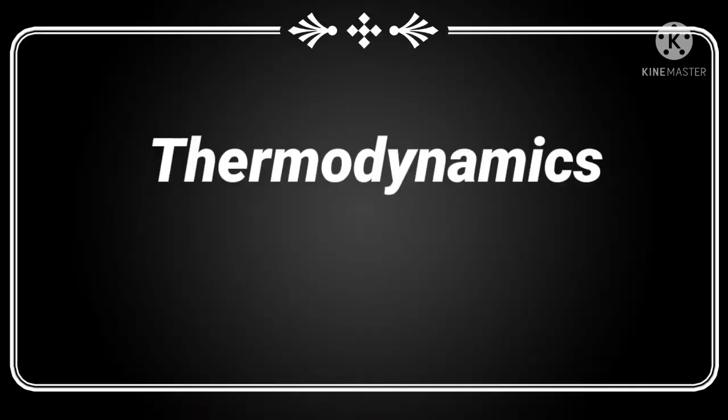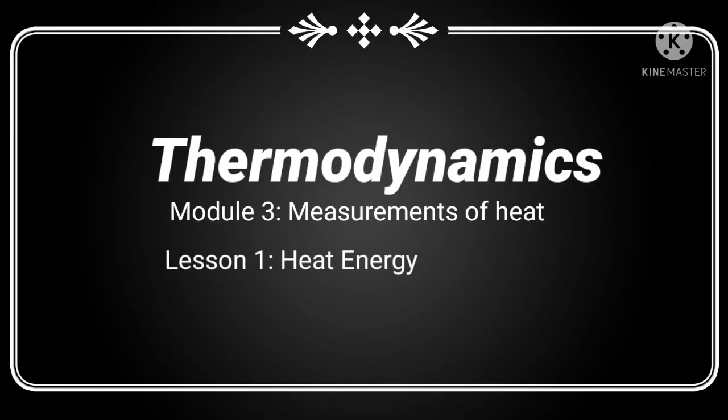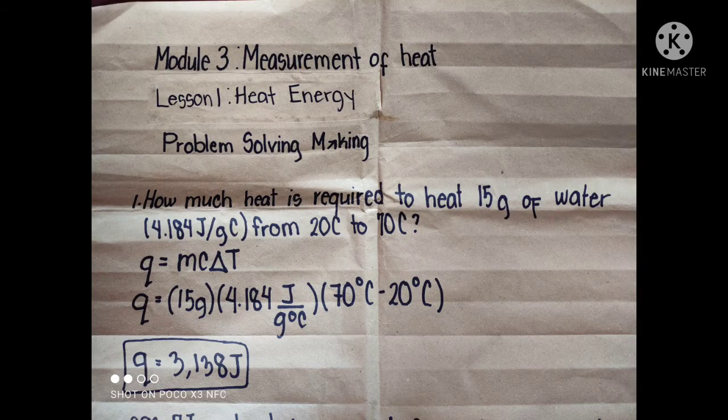Tackle Thermodynamics Module 3, Measurement of Heat. Lesson 1, Heat Energy. In this task we are going to make 5 of our own problem solving. Number 1. How much heat is required to heat 15 grams of water from 20 degrees Celsius to 70 degrees Celsius, and we're given the specific heat capacity of water.